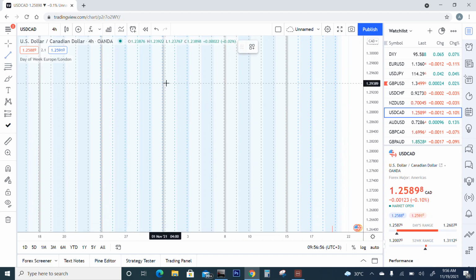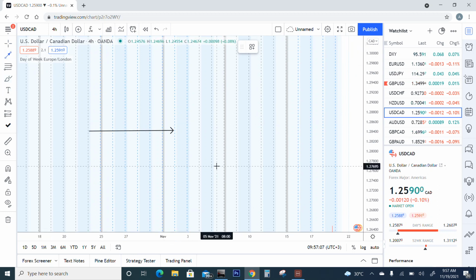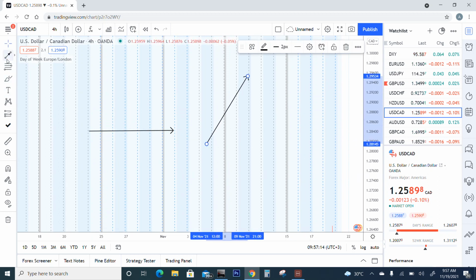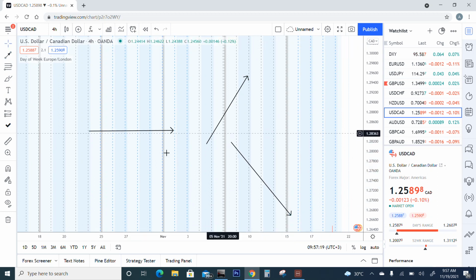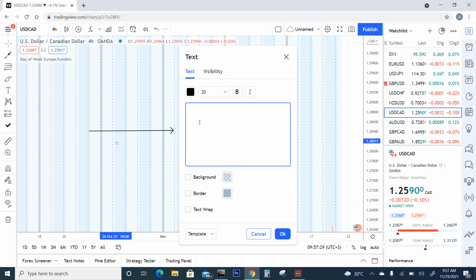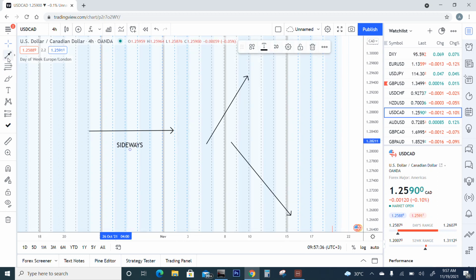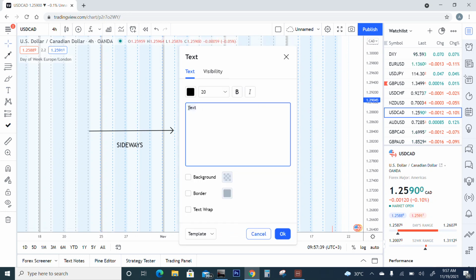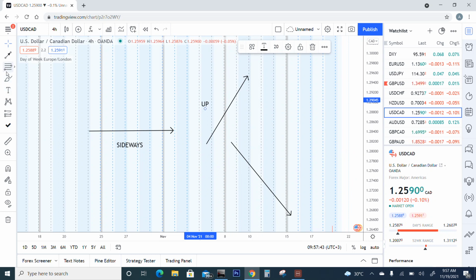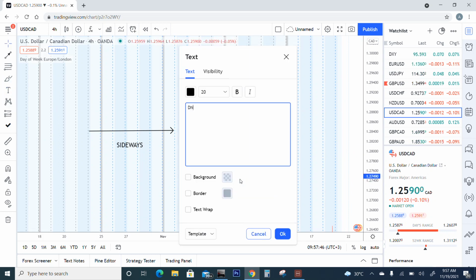What is market movement? Okay, the market moves in actually two ways, but you can say three ways. The market moves either sideways, up, or down. In simple terms, the market moves sideways, the market moves up, and the market moves down. Yeah, it's the simplest way. Sideways, up, and down.